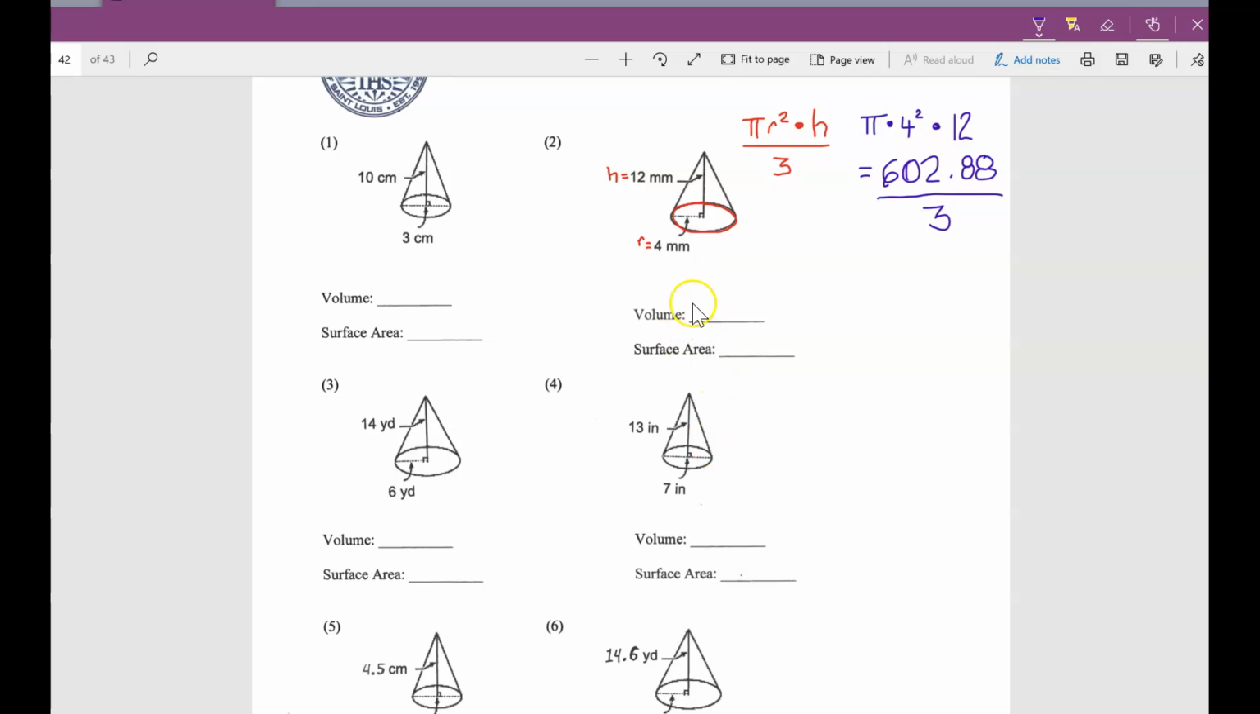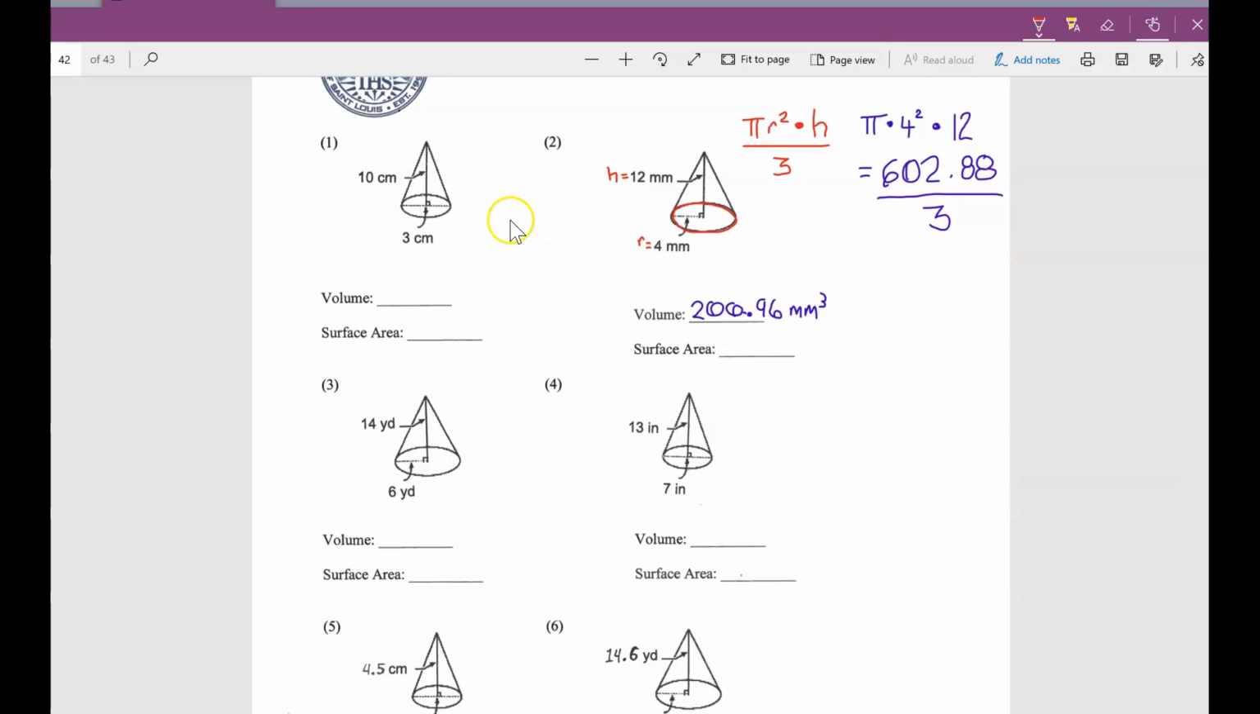200.96. So the volume of this cone is 200.96. And volume is always the measurement, in this case millimeters, cubed. So take the radius, square it, multiply it by pi, multiply it by the height, take that answer, divide it by 3.